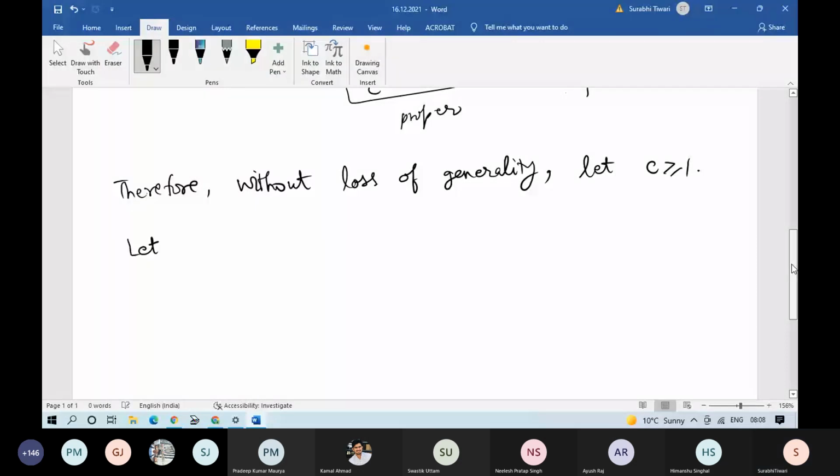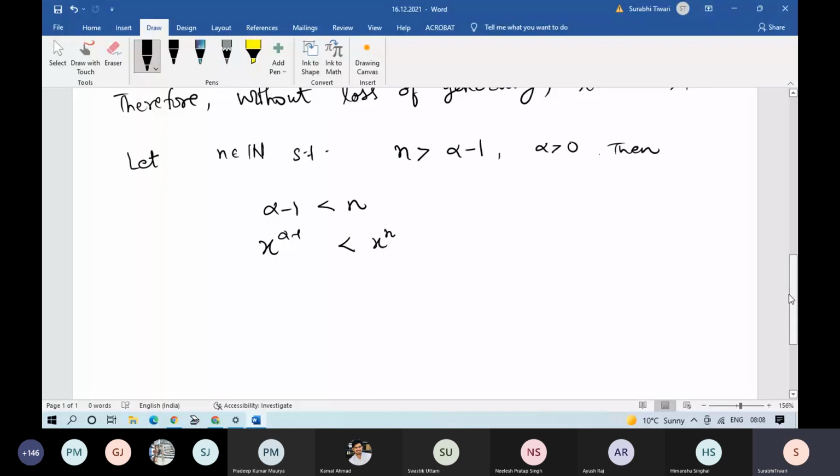Now let n be a natural number such that n is greater than alpha minus 1. Alpha is a positive real number. Then alpha minus 1 is less than n. So x to the power of alpha minus 1 is less than x to the power of n. So this implies x to the power of alpha minus 1 into e raised to the power of minus x is less than x to the power of n into e raised to the power of minus x, where x lies between 1 and infinity. So what does this mean?